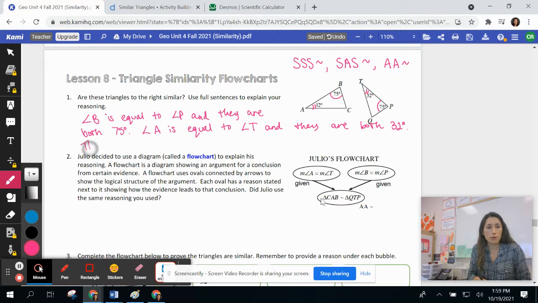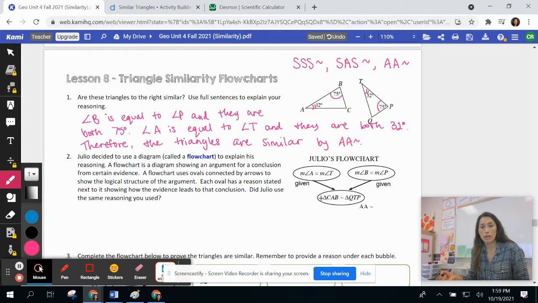So we could say, therefore, the triangles are similar. Therefore, the triangles are similar, we'll say by angle, angle similarity. So if we have two angles that are the same, the triangles will maintain the same shape because those third angles would also be the same.